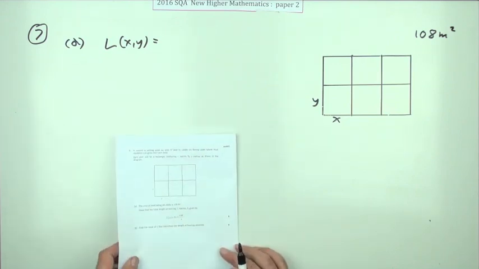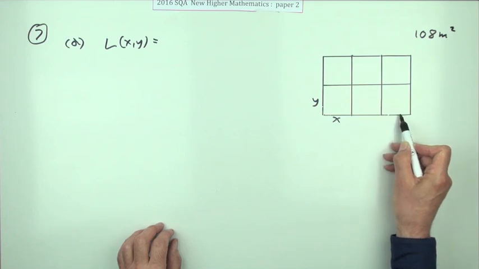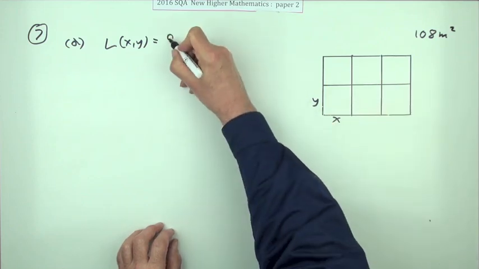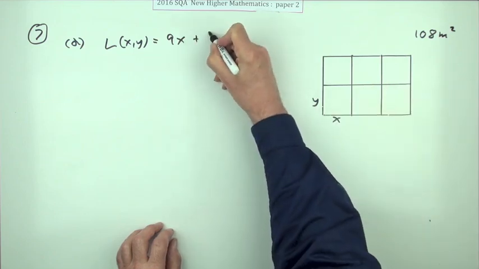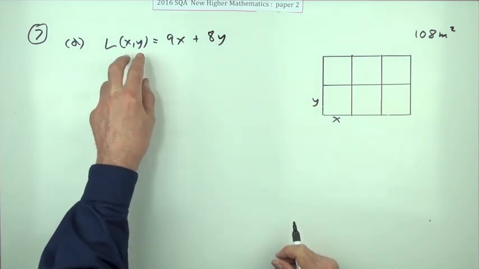L(x,y) equals, so what's the total length of the fencing? Well, each of these segments is of length x, and you've got 1, 2, 3, 4, 5, 6, 7, 8, 9. So you've got 9 lots of x. Each of these is of length y, so you've got 8 of those. The problem is you've got x's and y's. It's a function of two variables.